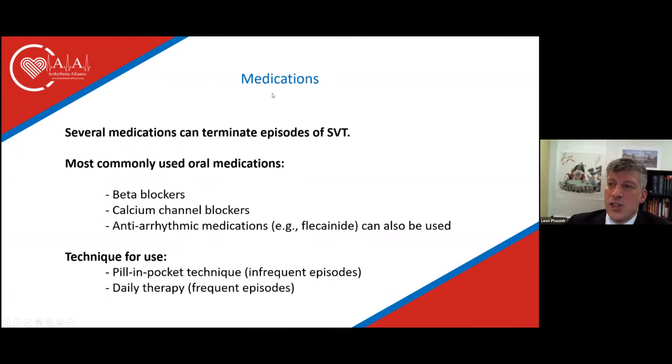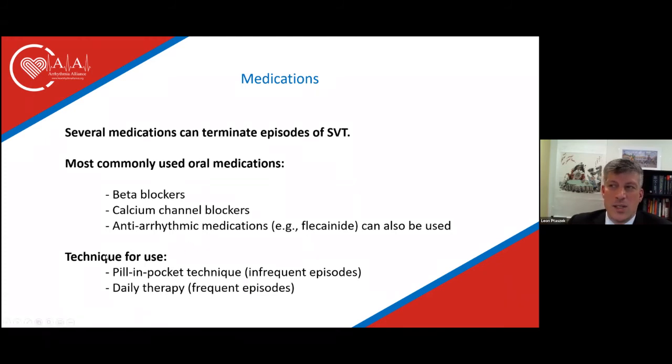Let's move on to medications. There are several medications that are known to have the capability to terminate episodes of supraventricular tachycardia. The most commonly used oral medications include beta blockers and calcium channel blockers, although more potent antiarrhythmic drugs, such as flecainide, for example, can also be used for treatment of supraventricular tachycardias.